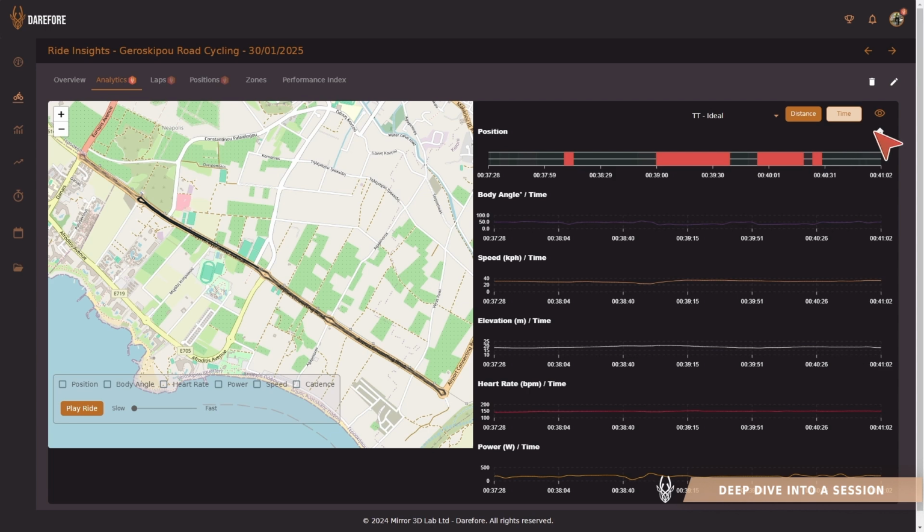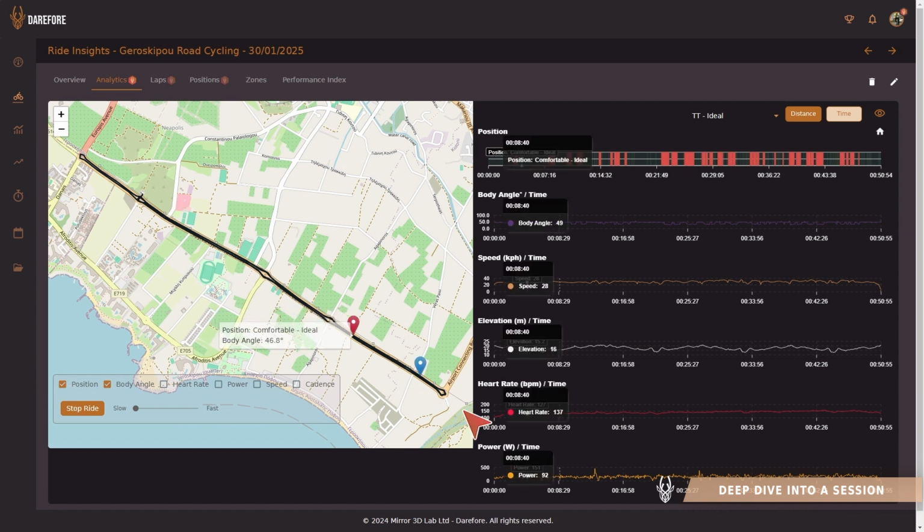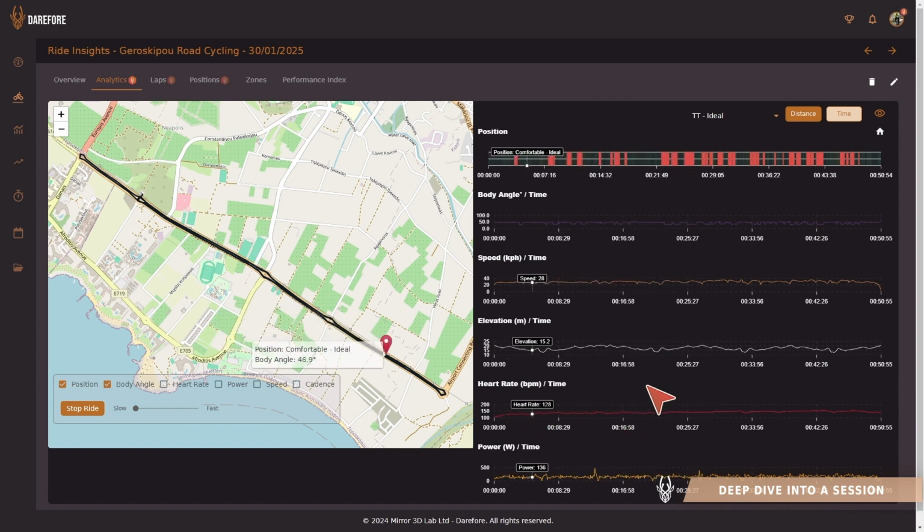On the left side of the screen, you'll see a map of the ride route. You can also use the Play Ride feature to animate the ride on the map, visualizing your performance in real time. As you move the cursor along the position chart or the map, an icon will move along the route, showing your location at that specific time and highlighting corresponding data points in the charts. This allows you to focus on key moments or areas where you want to analyze your performance in more detail.